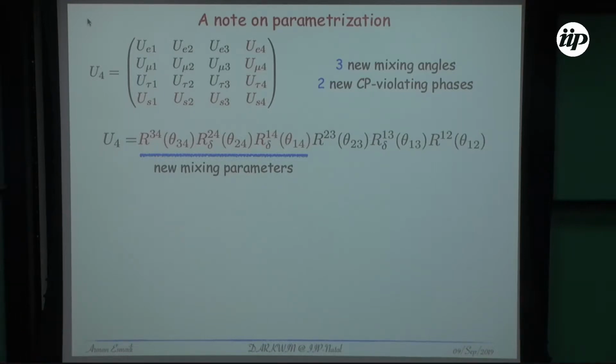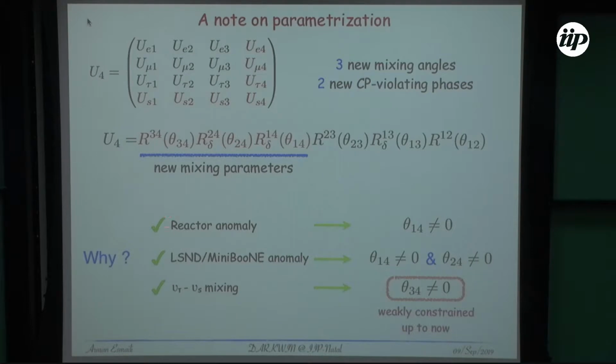But using this way of parameterizing has an advantage, and the advantage is that now the reactor anomaly means that theta 1,4 is different from 0. The LSND and MiniBooNE anomaly means that both theta 1,4 and theta 2,4 should be different from 0. And theta 3,4 different from 0 gives you a new tau-nu_s mixing, something that we still didn't probe very well. And actually, the experimental bound on this angle is very weak, I would say.